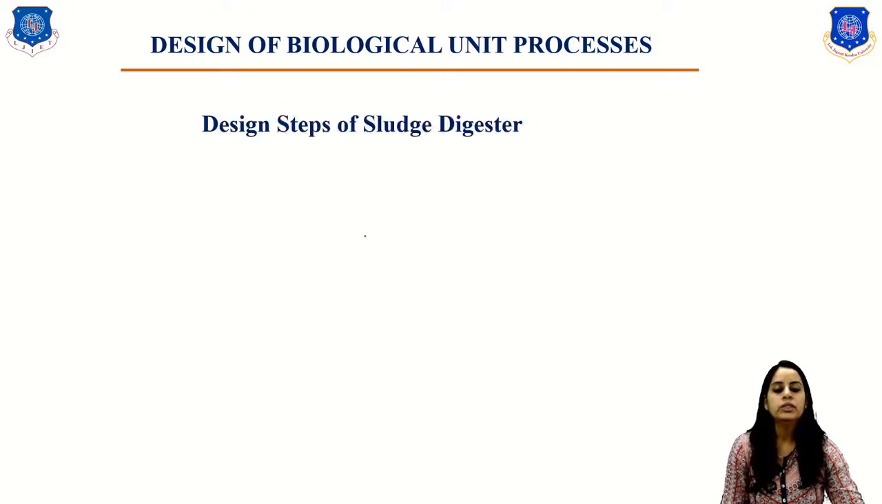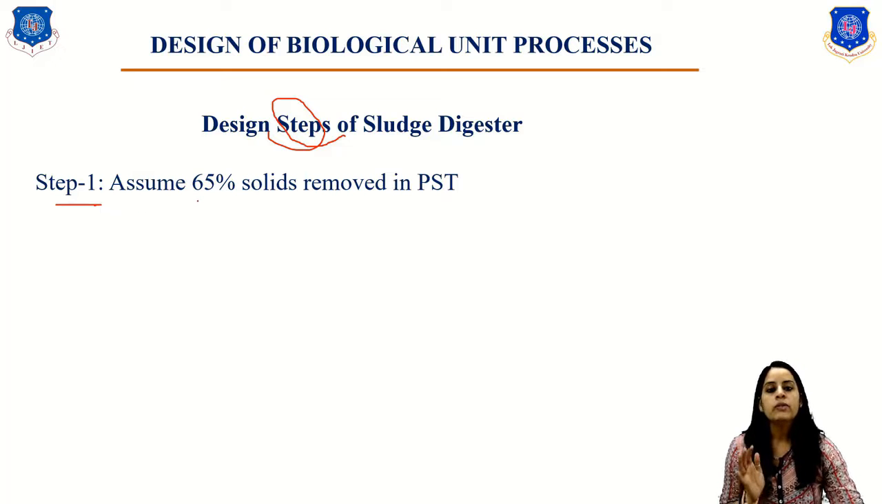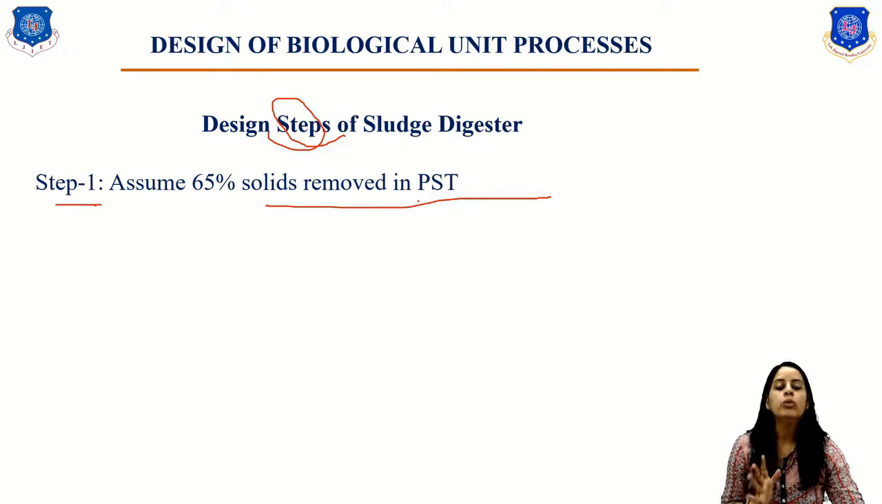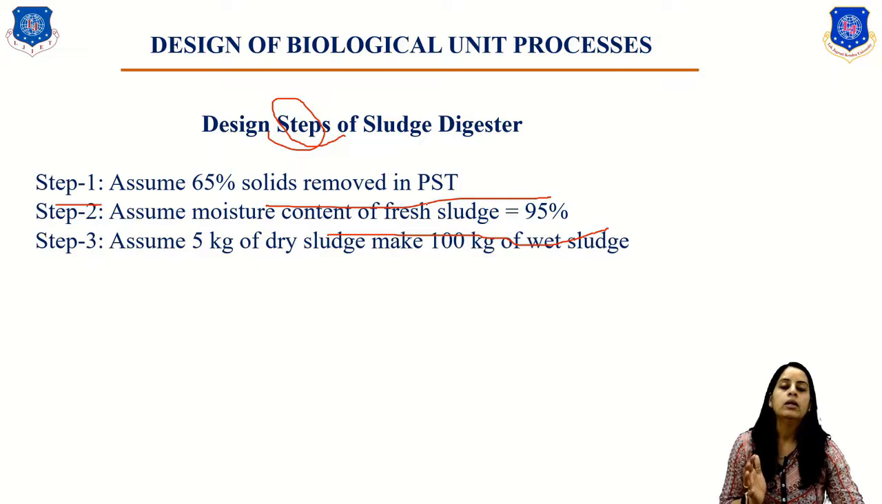Now the next one, which is the design steps. Here on screen various steps for the sludge digester are given. First of all, step 1: assume 65% of solids are removed in the PST, primary settling tank, right? So the remaining is 35%. Now assume the moisture content of the fresh sludge is 95%. Then assume 5 kg of dry sludge makes 100 kg of wet sludge.